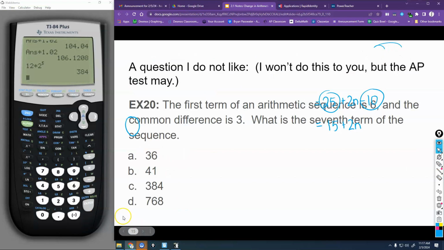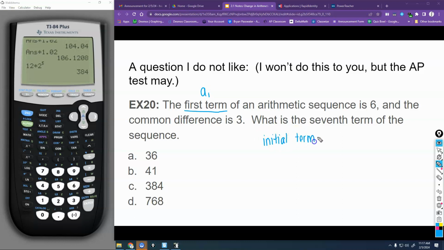Real quick, this next one right here, I don't like when they do this. And we'll stop on this one. Is this the last one or is there one more after this? Last one. Okay, so real quick on this, I am going to be a little more specific because I do not like whenever they do this. If they write first term, okay, that is a sub 1. Initial term is a sub 0, which is like that y-intercept of your graph.